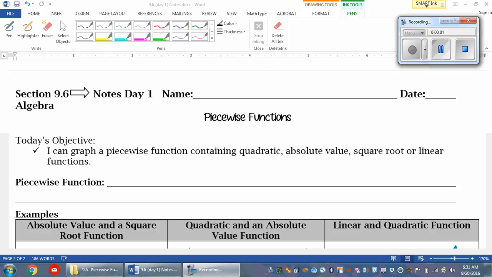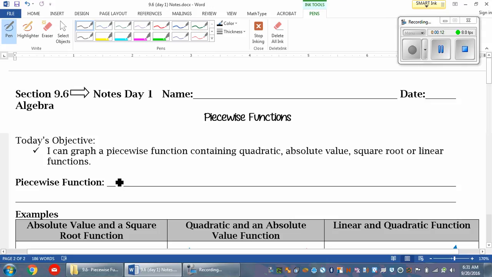Welcome back. Today we're going to be working on graphing piecewise functions. Before we learn how to graph a piecewise function, we got to learn what a piecewise function is. So a piecewise function is a combination of two or more separate functions.